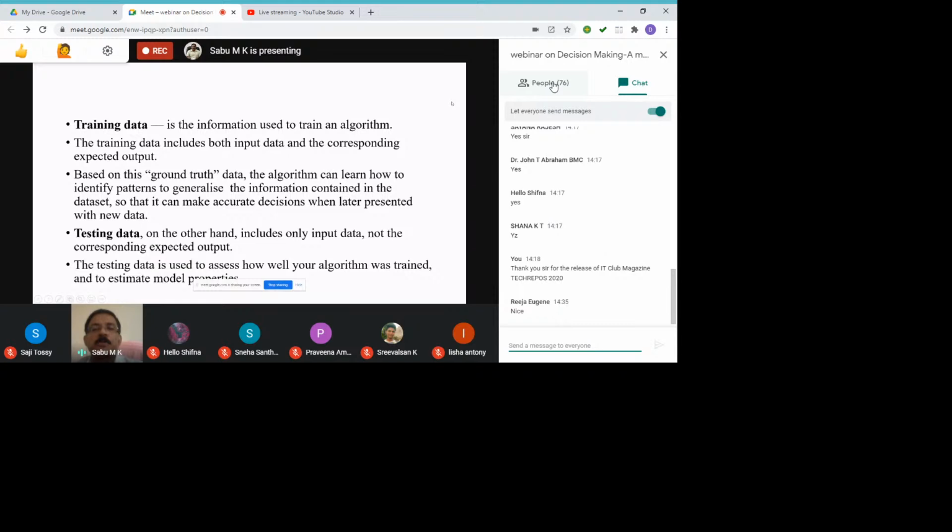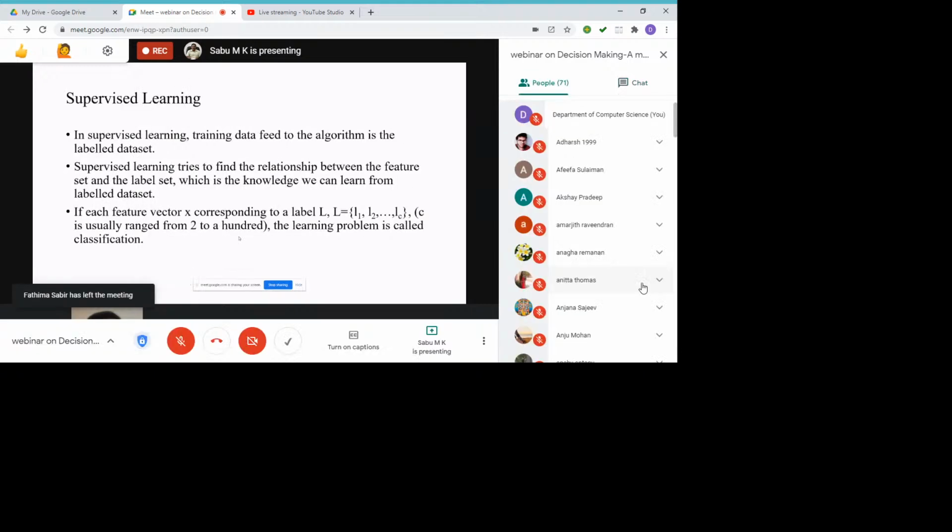But in general, we have so many classes, and C usually ranges from 2 to 100. And in that case, it is a classification problem. That means if we consider any instance from the data set, that instance can be mapped onto a particular label.